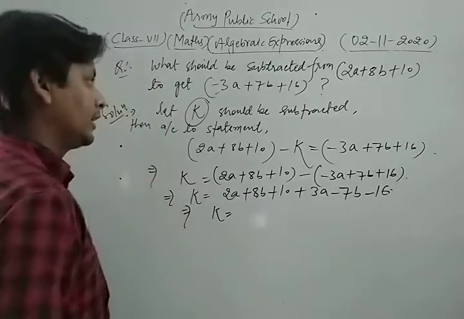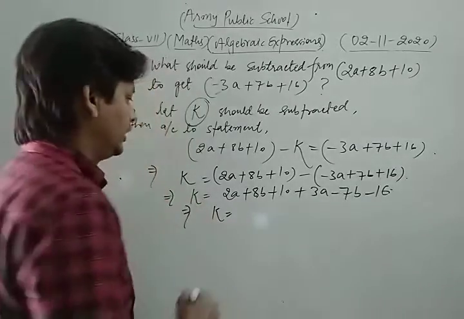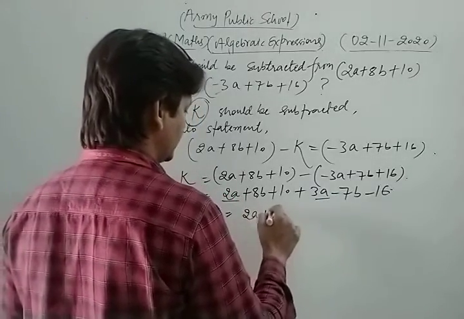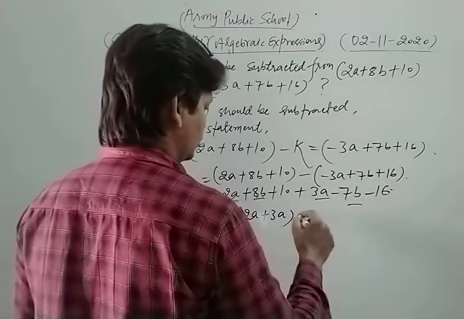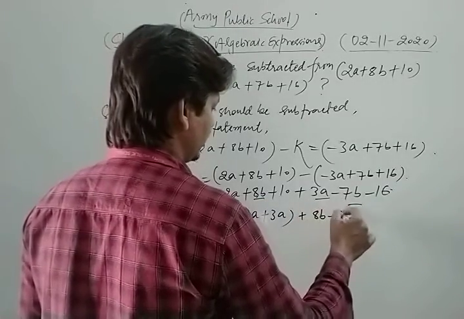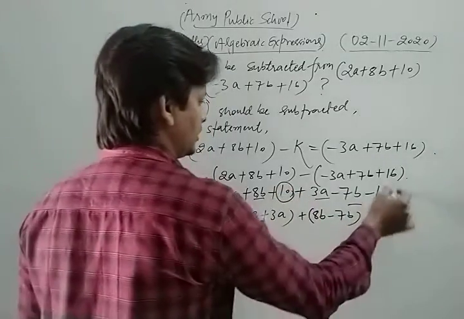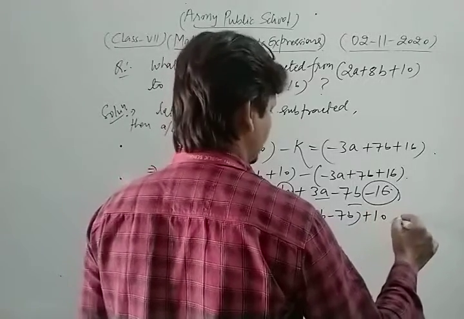Okay, dear friends. Now look, we have k is equal to. First of all, we collect the like terms. Here this is 2a and this is 3a, so we take them together. This is plus 8b and this is minus 7b, take them together. And here this is plus 10 and this is minus 16, take them together.